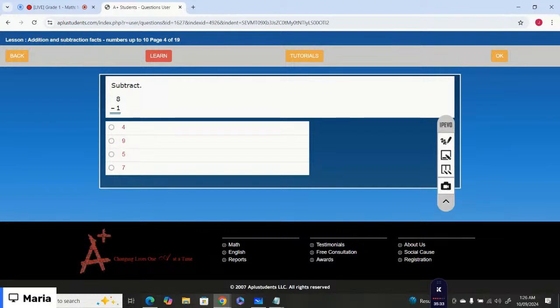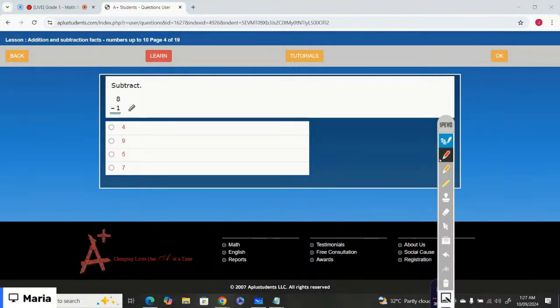Okay, the next one is 8 take away 1. So which is the correct option? You can count back, make lines, or count forward. Whatever method you find easy. Counting forward means start with 1, count until 8, right? This way you can count forward: 1, 2, 3, 4, 5, 6, 7, and 8. So how many numbers? 1, 2, 3, 4, 5, 6, 7. 7 numbers you have. So 8 take away 1 is 7. So the correct option is 7, right?